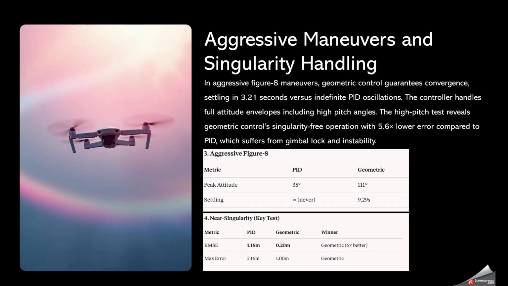In an aggressive figure 8, geometric control converges and settles in about 3.21 seconds while PID continues oscillating. In a high pitch test, geometric control remains stable across the attitude envelope and achieves about 5.6x lower error. PID degrades due to gimbal lock.